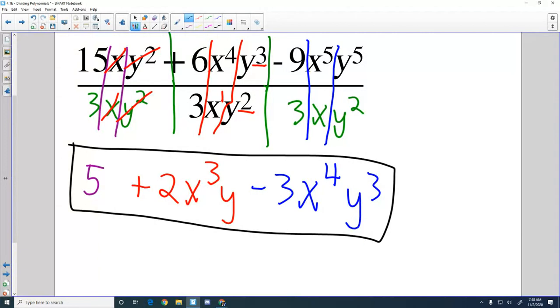So dividing by a monomial, when there's just one term on the bottom, is pretty straightforward. You're just simplifying every term in the numerator by that one term in the denominator. So it's not really a skill or a technique. You're just simplifying. Any questions on this before we get to the really good stuff today?